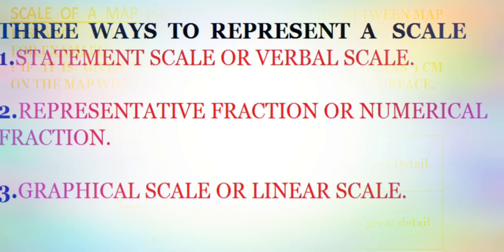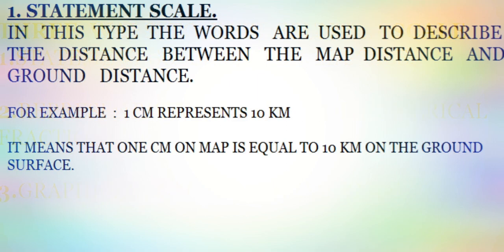The scale of the map can be represented in three ways. So first way, how to show this scale on the map, that is the verbal scale or statement scale. In this type of scale, the words are used to describe ratio between the map distance and ground distance. It would be shown like this: 1 centimeter represents 10 kilometer.